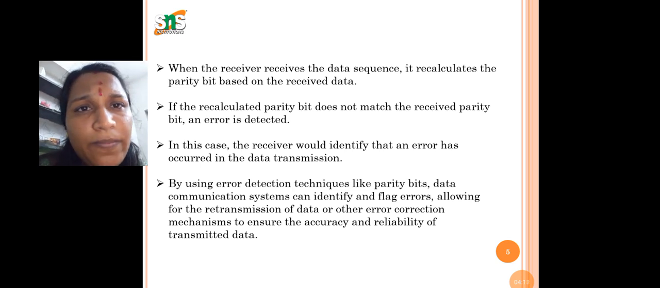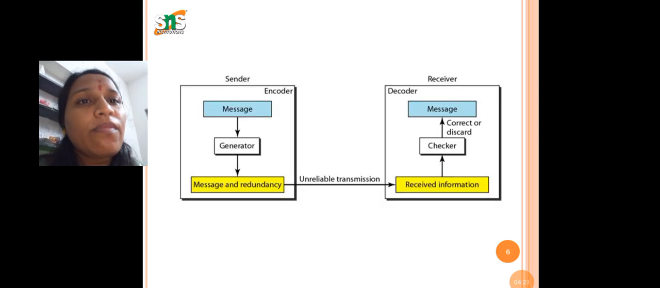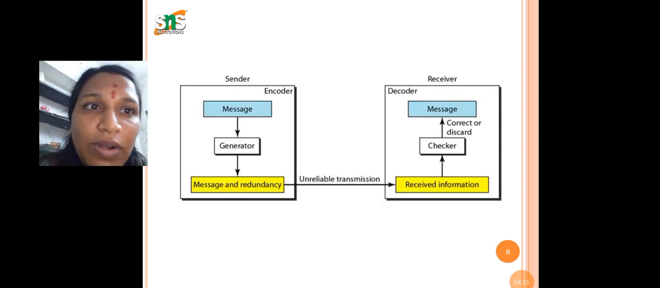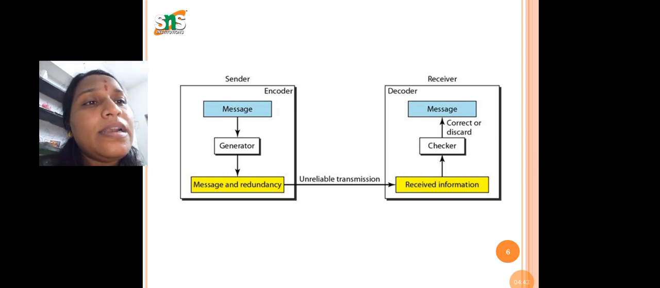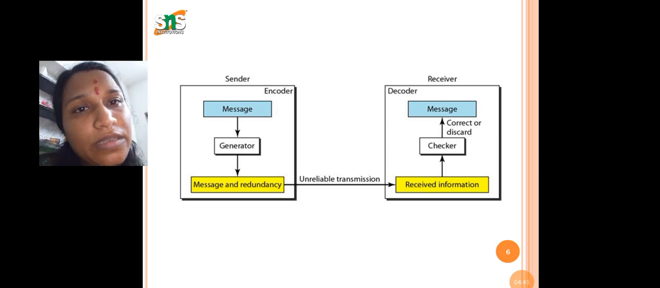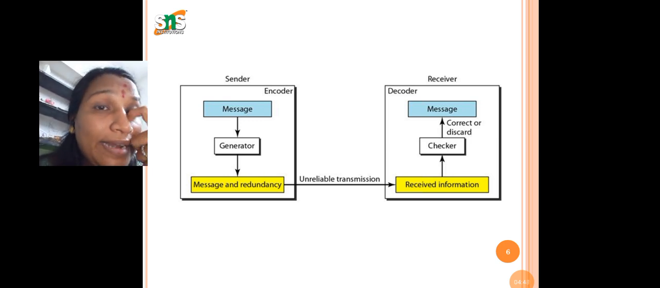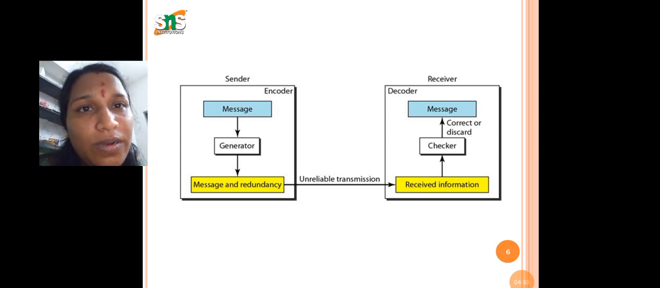What's the meaning of accuracy? Perfect, right? It should be perfect without any other errors too. And here we can see the sender and receiver again, and the encoder and decoder. The message has been generated and encoded, and transmitted reliably to the receiver. The received information has been checked and it has been corrected or discarded, and forwarded to the receiver as the message, right? So you can know what has been done inside the sender and the receiver, right? Encoder and the decoder, right? You can understand.